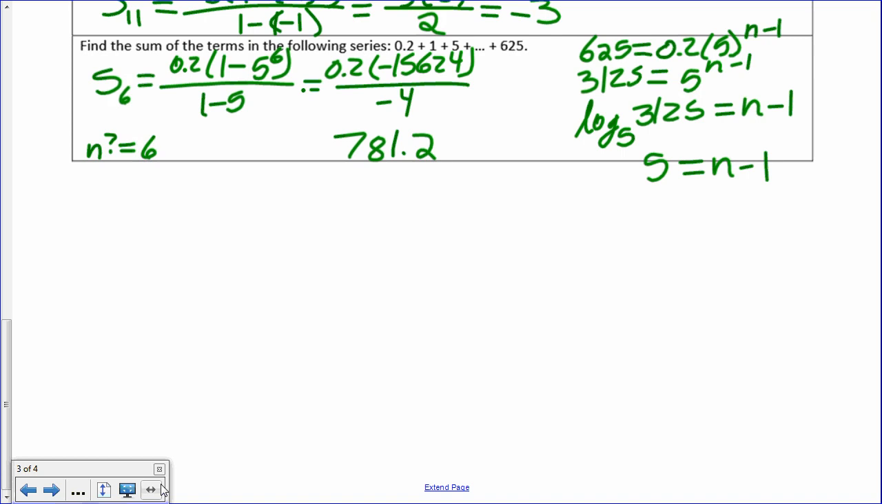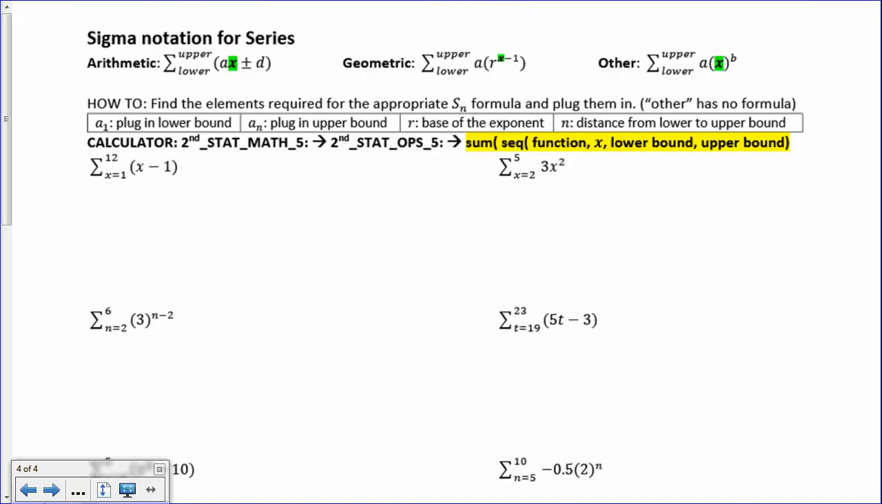So you have to look at the pattern between the numbers. Alright, what we're going to do over here is calculator only. There is a way to do it by hand, but I'm not going to make you do it by hand, so I'm going to teach you how to do it with the calculator.